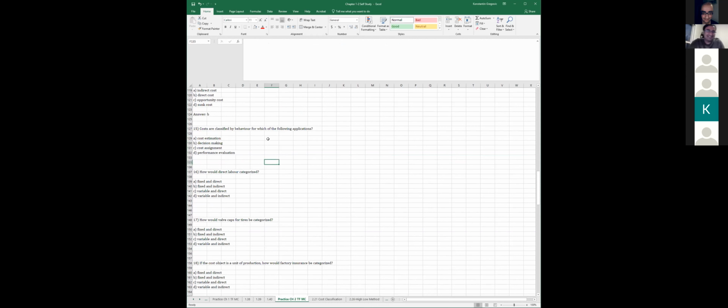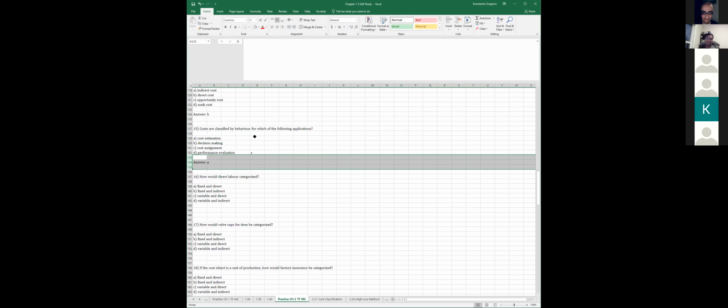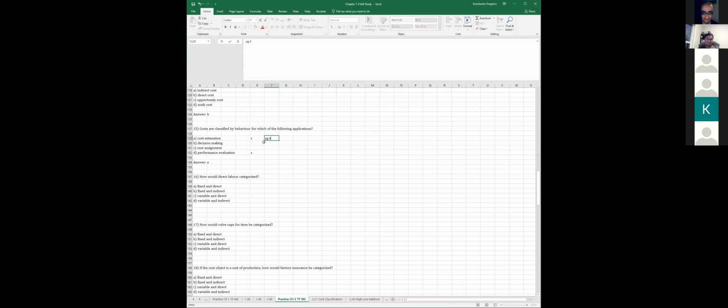Costs are classified by behavior for which of the following applications? I'm almost guessing it's D, but anybody else? I don't know. Got nothing on this. Could be B too. Costs are classified by behavior. So, page 42. I'd say B. What does page 42 say? A. Really? Costs are classified by behavior. Page 42 is pretty important. It's literally everything. I have not heard any other page except 42.